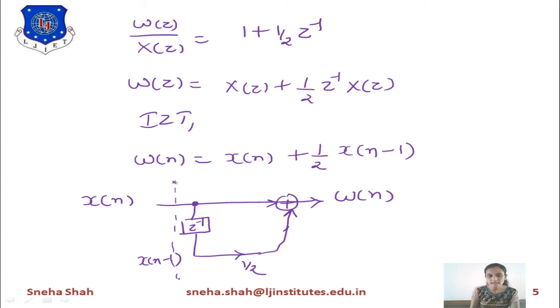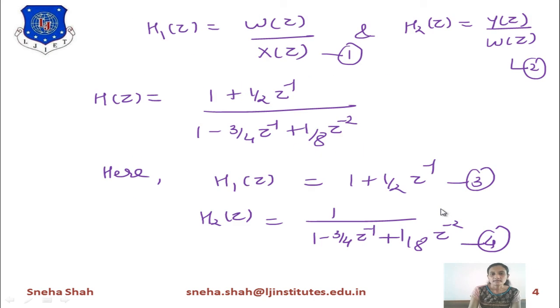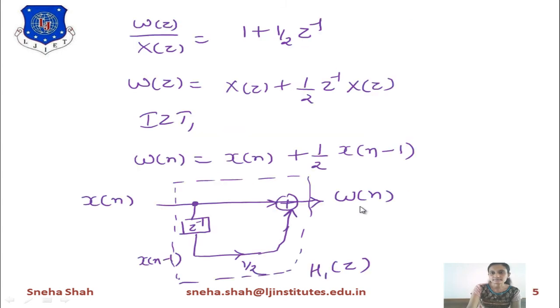So this part is represented as h1 of z. Similarly, we have to find h2 of z. Now what is h2 of z? h2 of z equals y of z upon w of z, and h2 of z equals this term, right? So we equate these two terms, and it gives the answer like this.